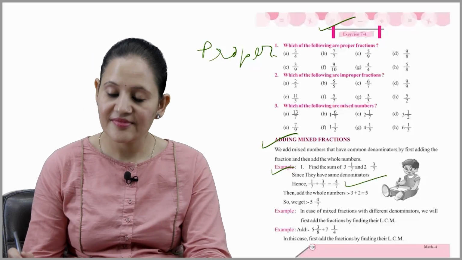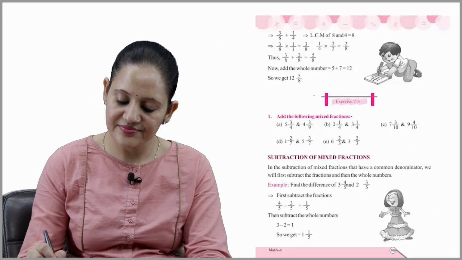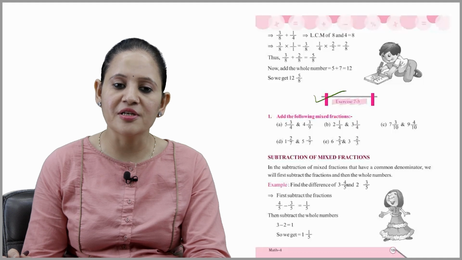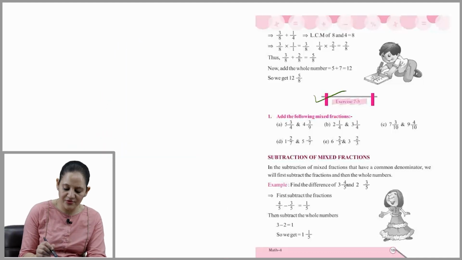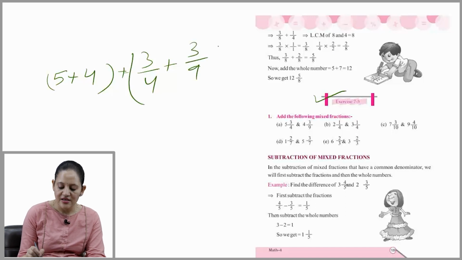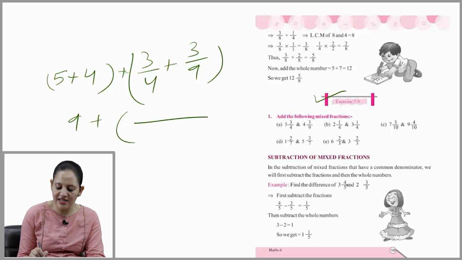Next is exercise 7.5. Add the following mixed fractions 5 3/4 and 4 3/9. So what will we do? First we'll add the whole part, 5 plus 4, and then we'll add the fraction part. Now they are unlike fractions because the denominators are different. This will be 9 plus, we'll take the LCM, 36.